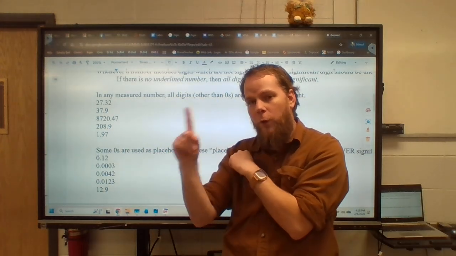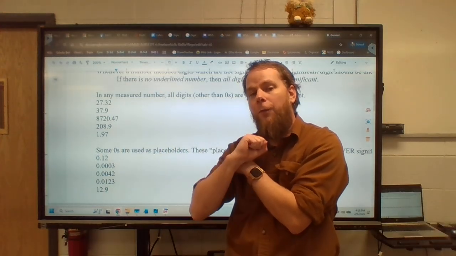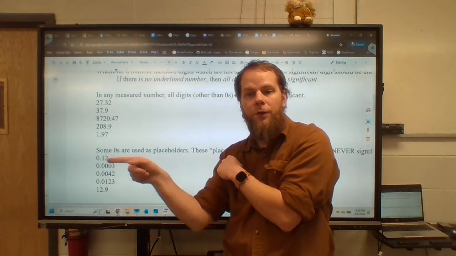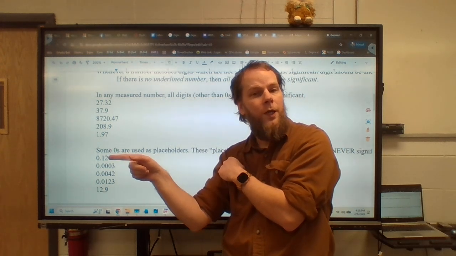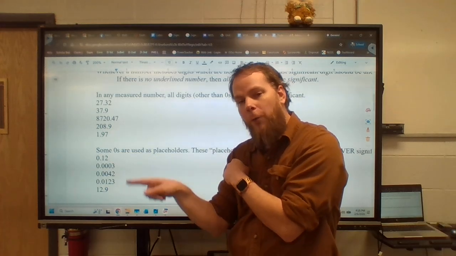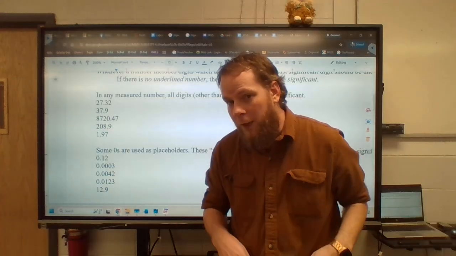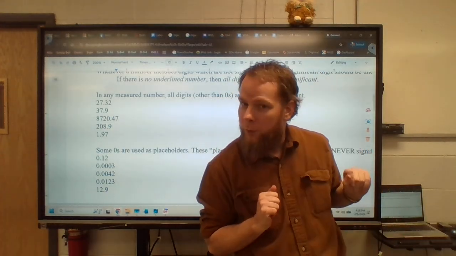0.12 has 1 leading zero, and then the numbers 1 and 2. Therefore, it has 2 sig-figs, because the 0 is a leading zero, so it is not significant, and then we have the 1 and the 2. So, pause this, write down how many sig-figs the other 4 have, and then I'm going to go through here in a second and tell you what the right answers are. All right, I'm going to assume you have done that.